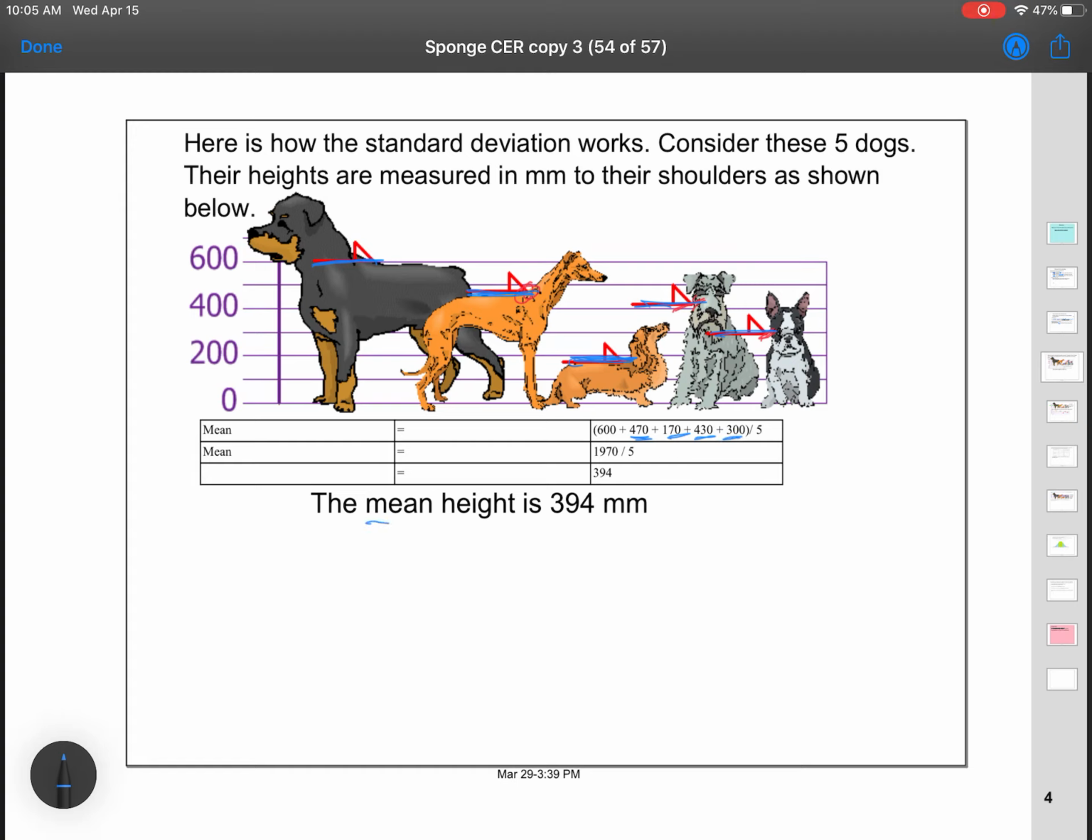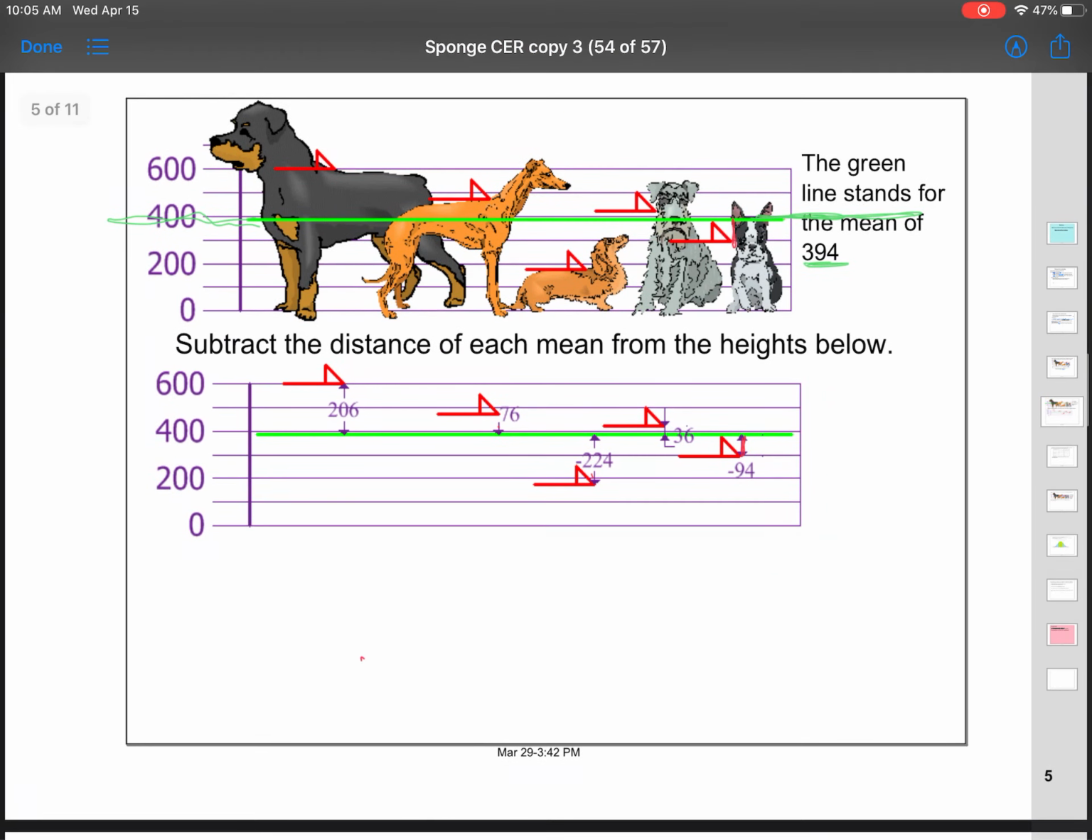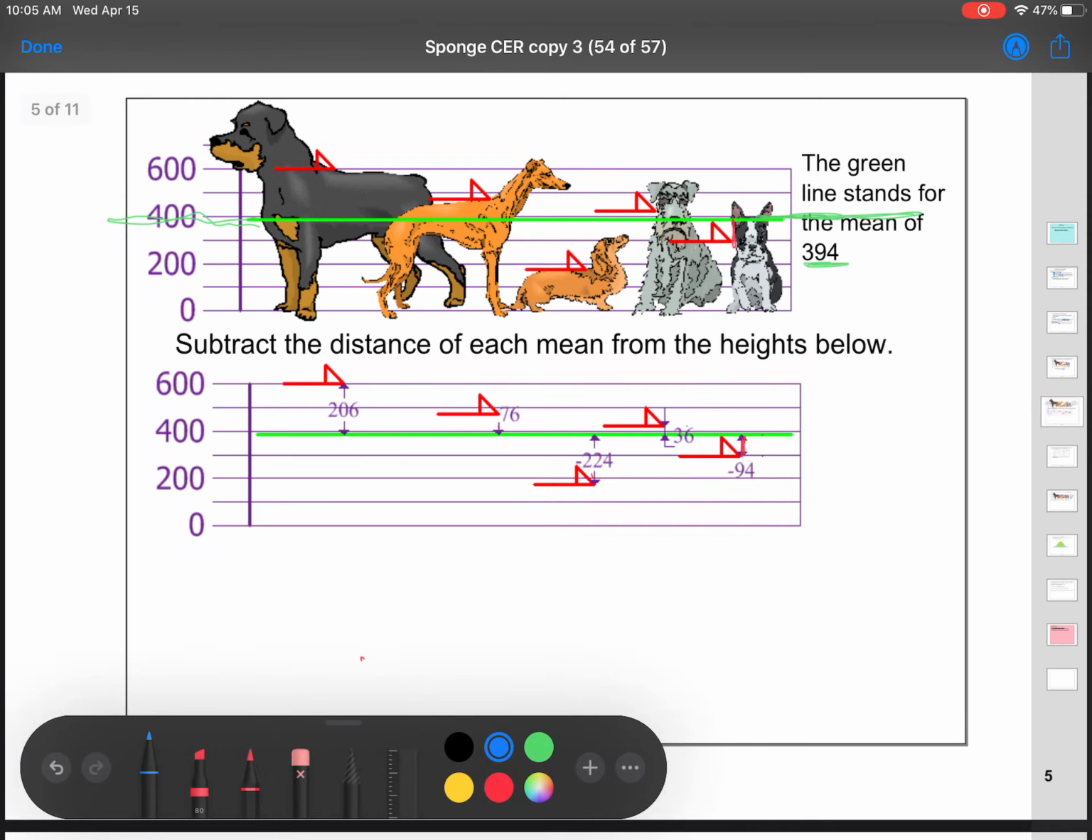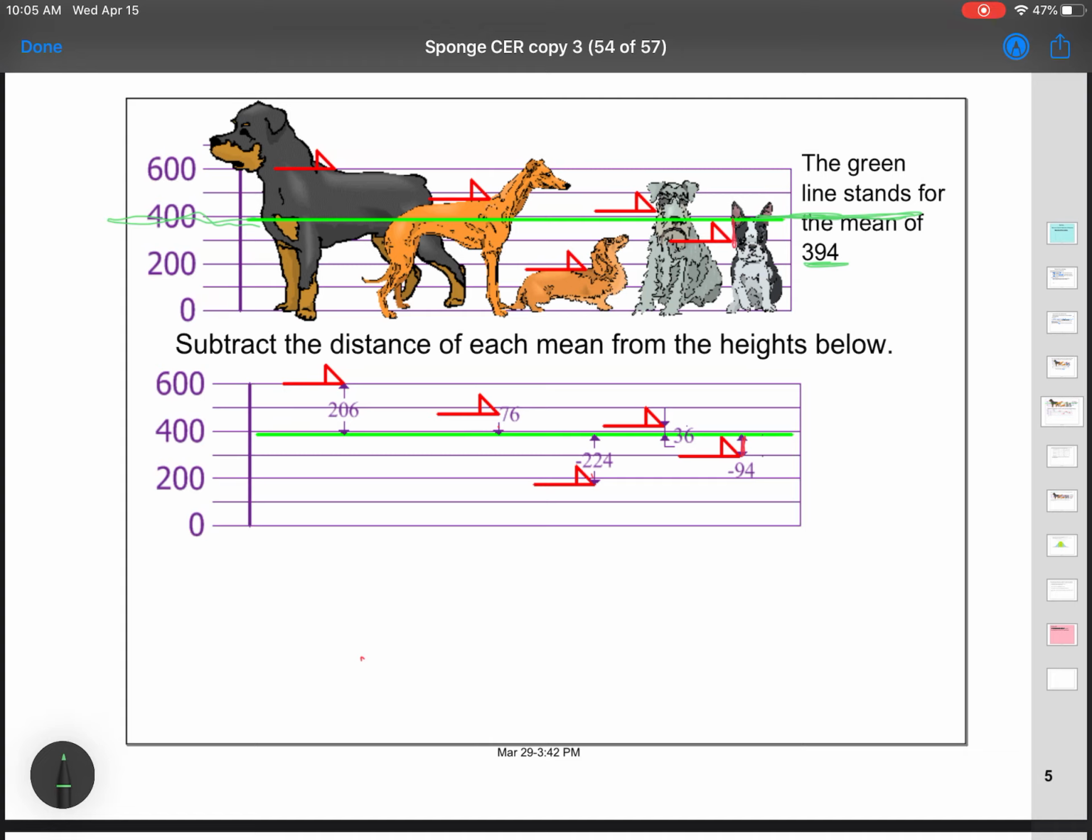They first found the mean, or the average, by adding these up and dividing by how many there were, or 5. They came up with 394 millimeters as the mean. So they have them graphed here. The green line here stands for the mean. So this green line right here is at 394, the mean that we just found.